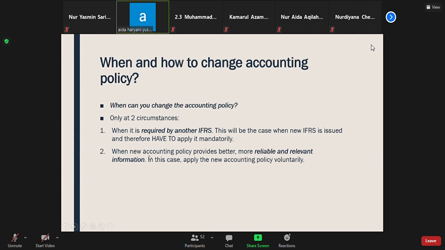Situation number 2: when the new accounting policy provides better, more reliable and relevant information. These are the two keywords that are very important when you prepare your financial statements. This is what we call the characteristic of accounting information: it must be reliable and relevant. In this case, you apply the new accounting policy voluntarily. If in the management's judgment the information or policy is reliable and relevant, then they change to the new accounting policy, voluntarily. The first one is mandatory because there is a change to the standard, for example the changes to leasing I mentioned.